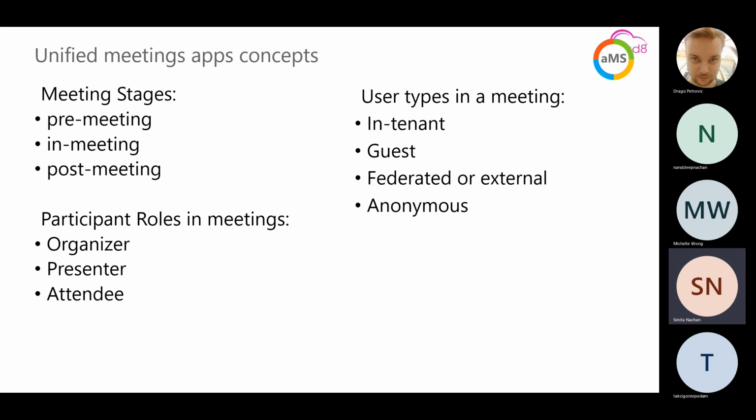So let's see about this unified meeting apps concept. This Teams unified meeting apps are based on a few concepts. The meeting life cycle has three stages. The first one is the pre-meeting, then in-meeting, and then post-meeting. So you can integrate the tabs, bots, and messaging extensions in each stage of the meeting life cycle. There are three distinct participant roles in a meeting, which are the organizer, presenter, and attendee. So let's go one by one and understand what exactly these participant roles are in our meeting.